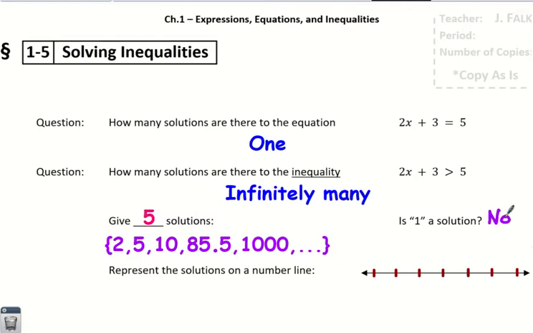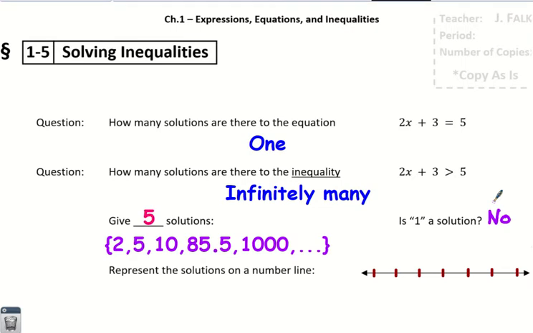1 is not a solution, so we can't graph that. Here's what I'm getting at. What's the smallest solution? Is it 2? Apparently there's no limit on how big the solutions can get: 85.5, 1,000, 1,000,000. But what's the smallest solution? Is it 2? Is there any number smaller than 2 that you could plug in here and make this true?